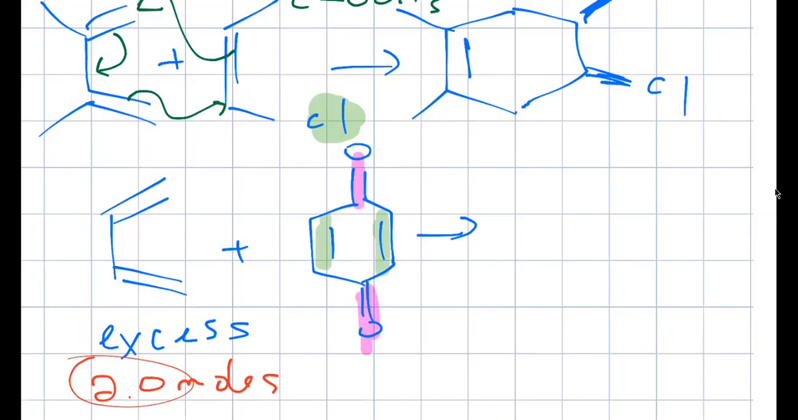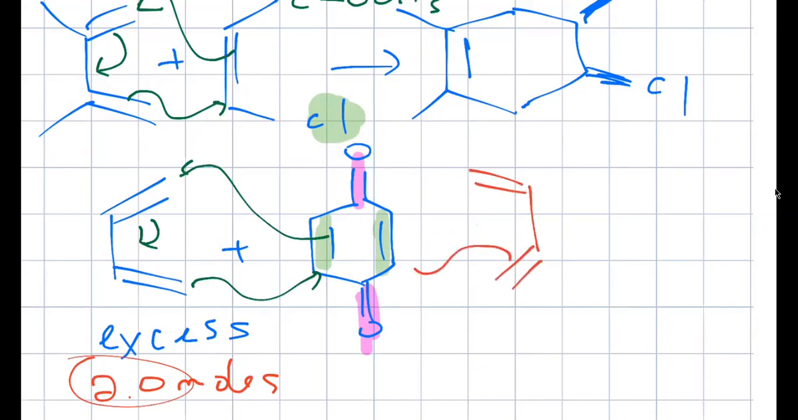So let me put the arrows in. So we go in here, here, and here. And then just for the sake of brevity, I'm just going to put this on this side like that. Right, same thing is going to happen on both sides, basically.